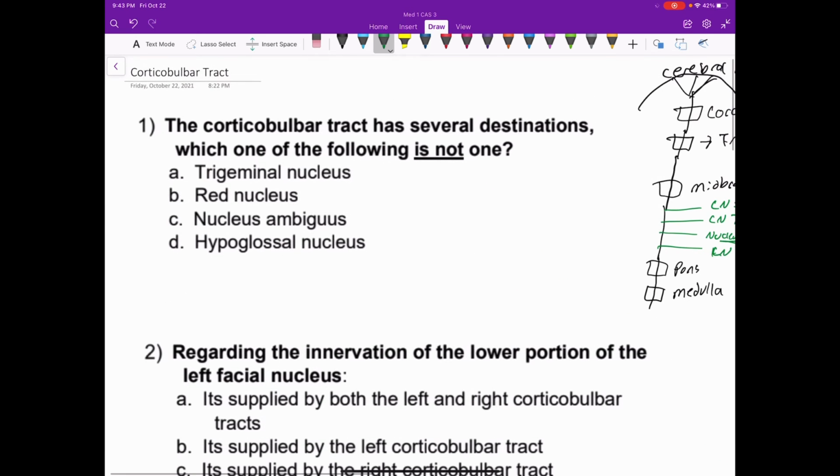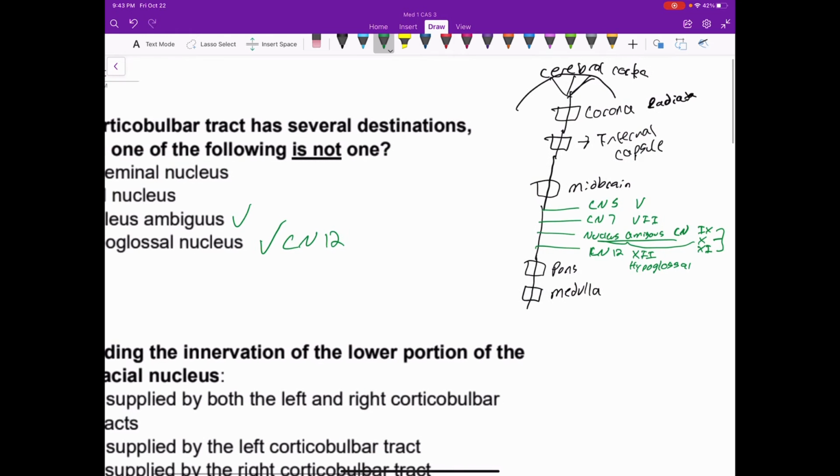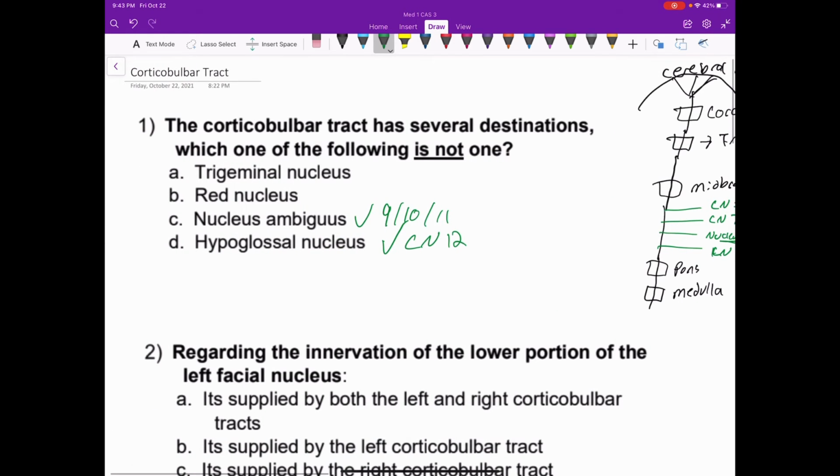The corticobulbar tract has several destinations. Which of the following is not one? Is hypoglossal nucleus one? Yes, it is. What was this? Cranial nerve 12. Is nucleus ambiguus one? Well, yeah, it was. What was this? We just said cranial nerve 9, 10, and 11. Okay, was red nucleus one? I don't remember seeing that. What about trigeminal nucleus? Good. What was this? Cranial nerve 5.